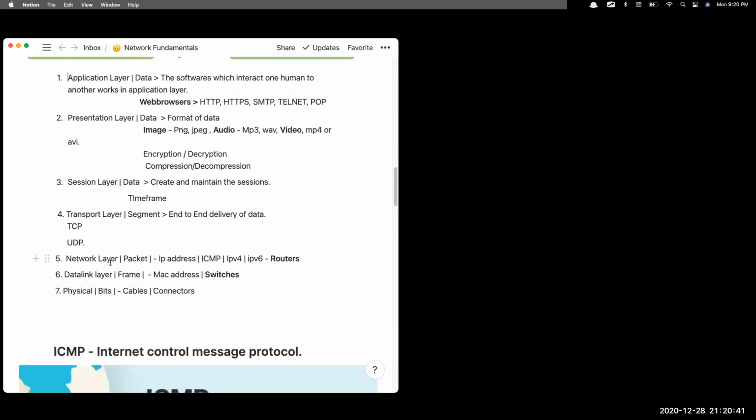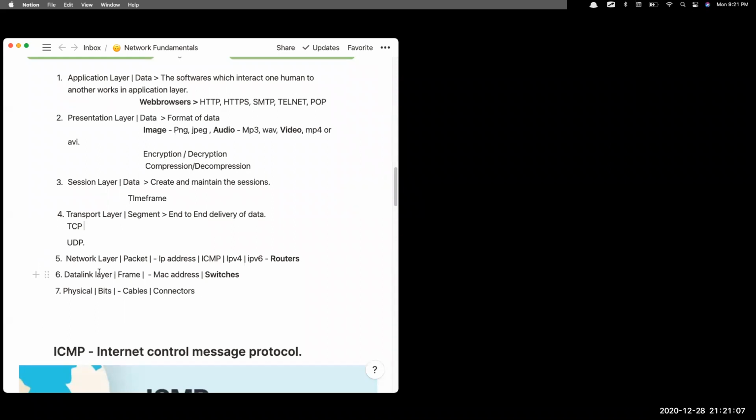In the network layer, all the IP addressing is added over here. The router works on this layer. In the transport layer we have segments, but segments are now converted into packets. Packet means the IP addresses of source and destination are added into the packet.